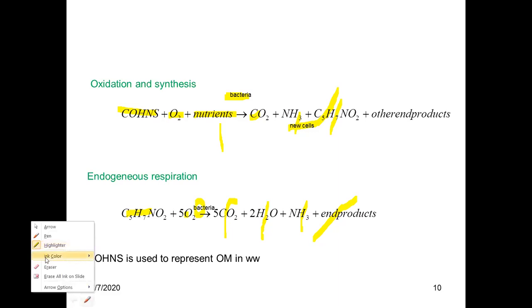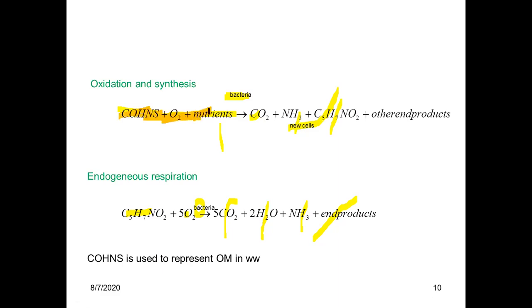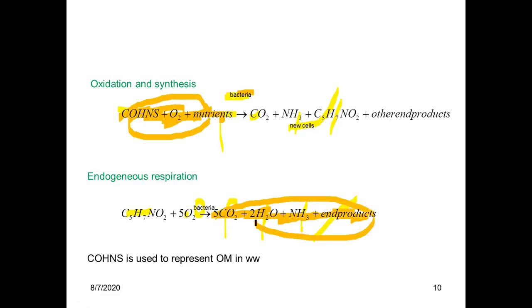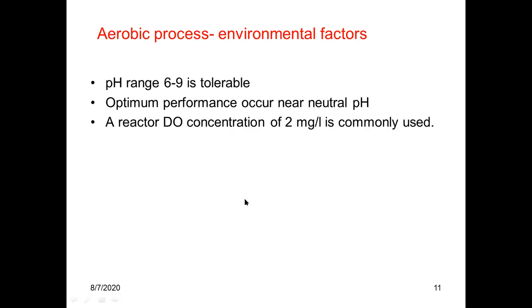so this is the organic matter plus oxygen plus nutrients and bacteria are converted to CO2, H2O, ammonia, and end product. So this is the aerobic biological reaction. These are intermediate product, new cells.